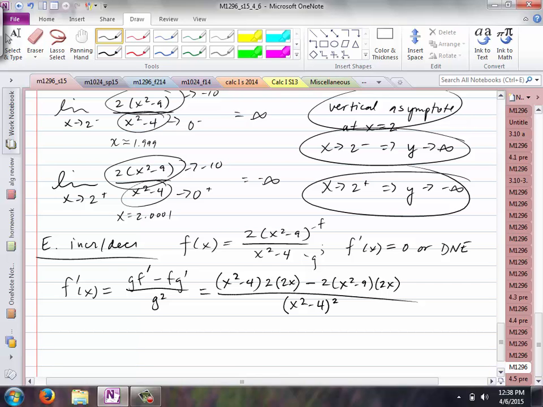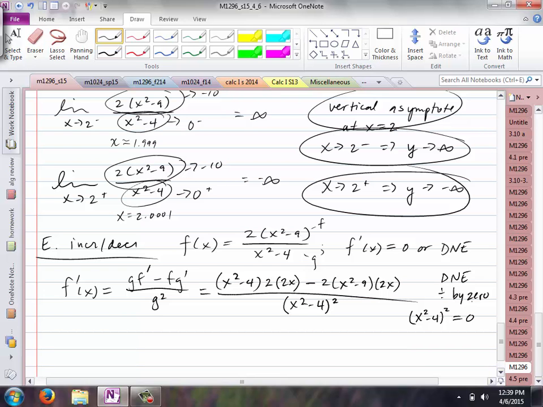Now before you do anything, you want to think about this a little bit in what you're doing. So we're trying to see specifically where this derivative equals 0 or does not exist. So the DNE part is maybe a good thing to handle for this one right away. DNE is where we're going to have division by 0. So this translates as x squared minus 4, that quantity squared, equals 0.